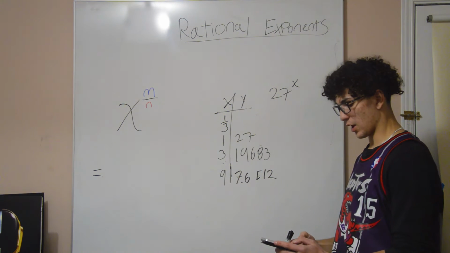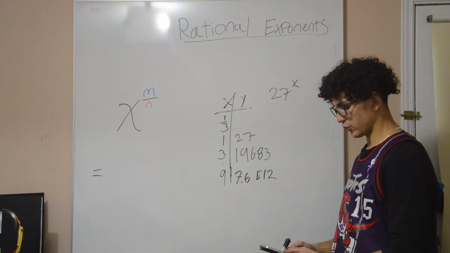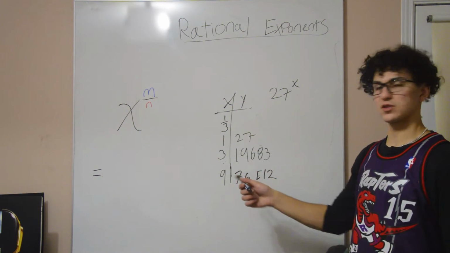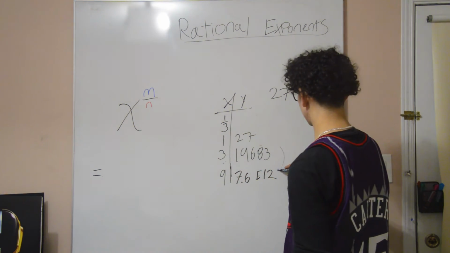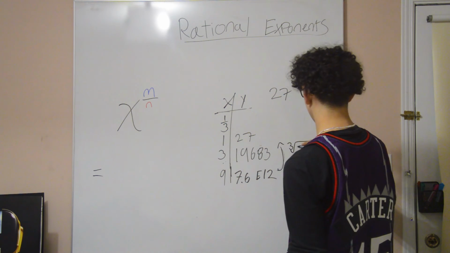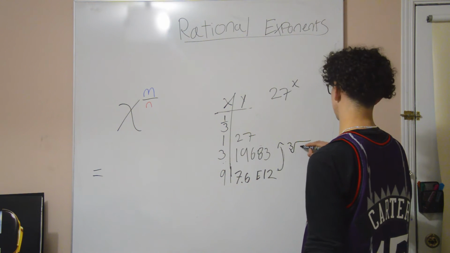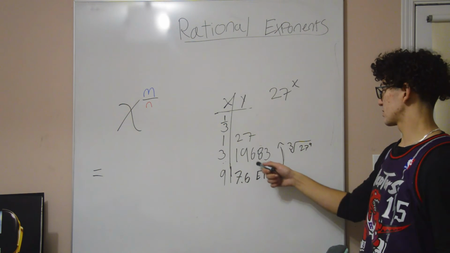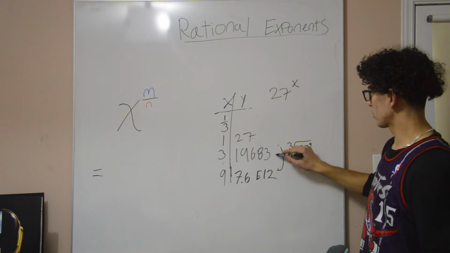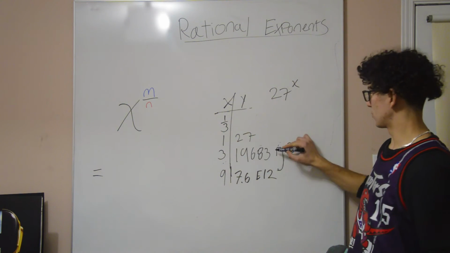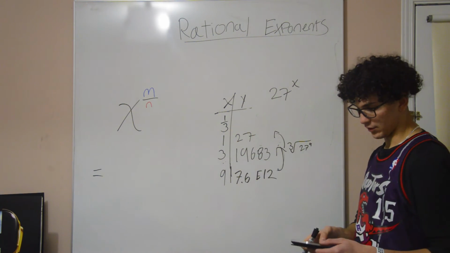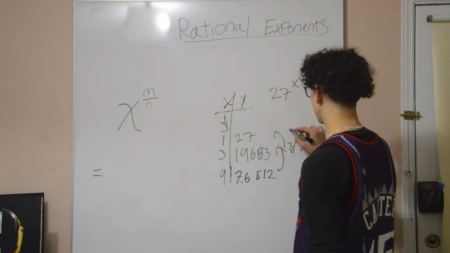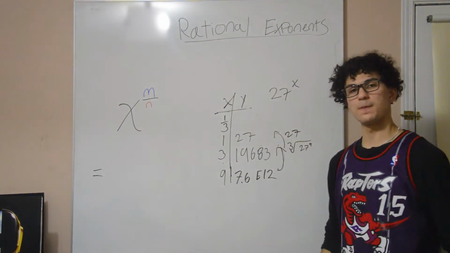But 27 to the 9, and let's take the third root of that answer. And we get 19,683. So the third root of this, I'm just going to write 27 to the 9. The third root of this gave us this value right here. Okay. Well, let's try again. What's the third root of that value? And hopefully you'll notice the third root of that becomes 27.